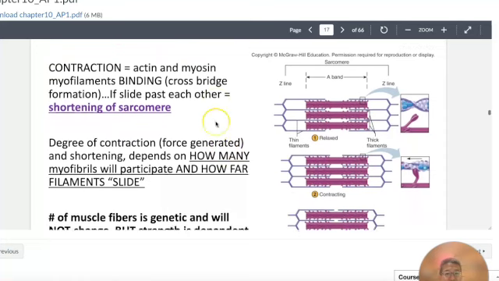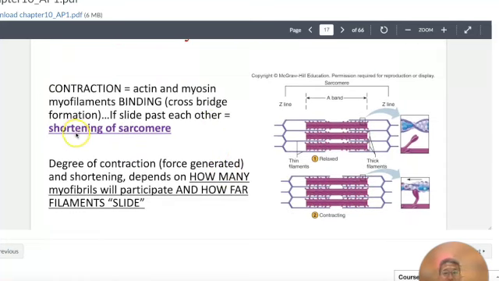So same thing. This is called contraction, where there is shortening of the sarcomere. Okay, again, shortening because the myosin head attaches to the actin and pulls it shorter to the midline.